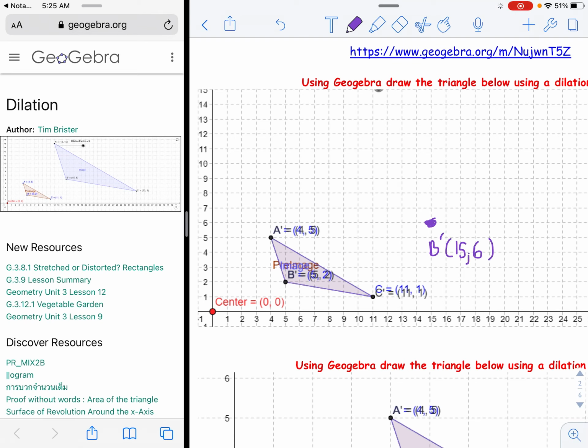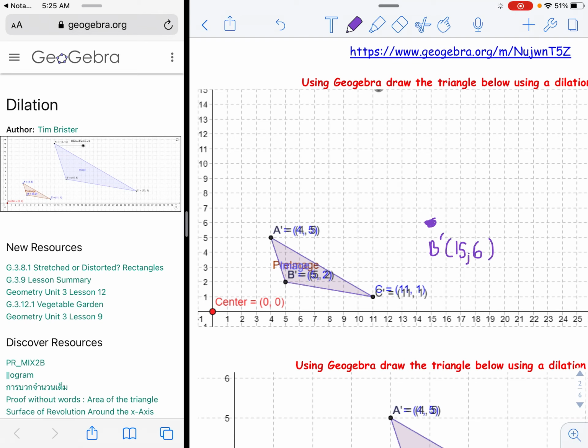Ooh, wait, hold on. Yeah, I messed up a little bit. Time out. Minor brain fart. 12, 15. I was dilating what was already dilated. 12, 15. Me mess up. That doesn't sound characteristic of something I would do. All right, A prime is at 12, 15. We'll just write it like that. Nonetheless, this is the enlarged triangle.